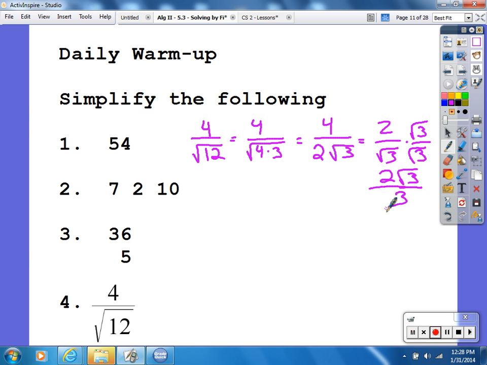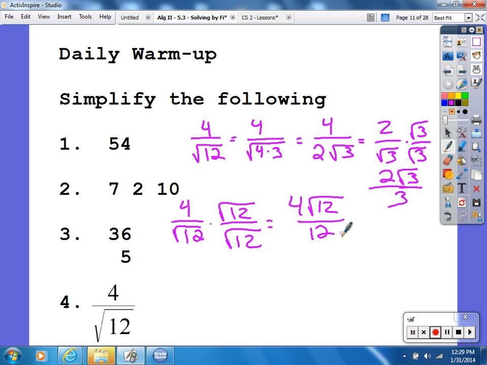Raise your hand if you multiplied top and bottom by the square root of 12 instead. So let me do it that way. That way, in case you didn't get the same answer I did, you can see how yours will still work. So I'm going to multiply top and bottom by the square root of 12 over the square root of 12. So now I have 4 square roots of 12 over 12. What perfect square goes into that 12 again? 4. Notice it's the exact same as that, right?